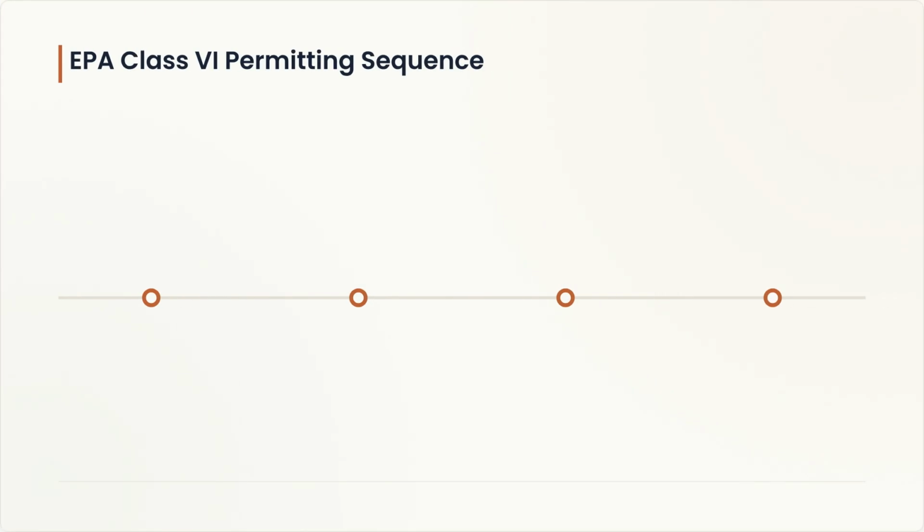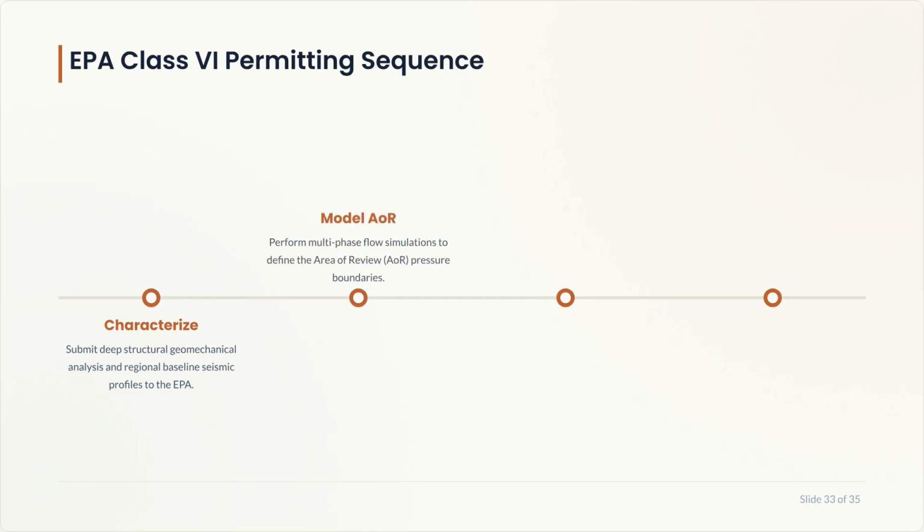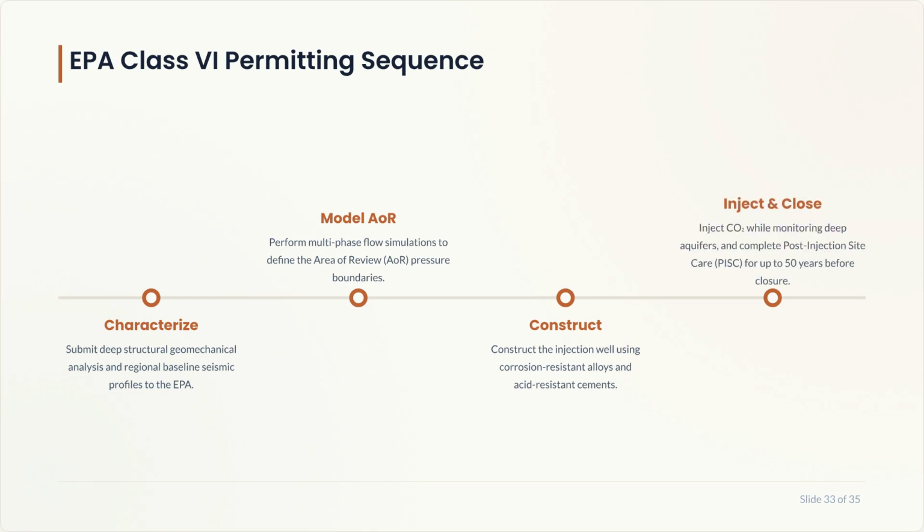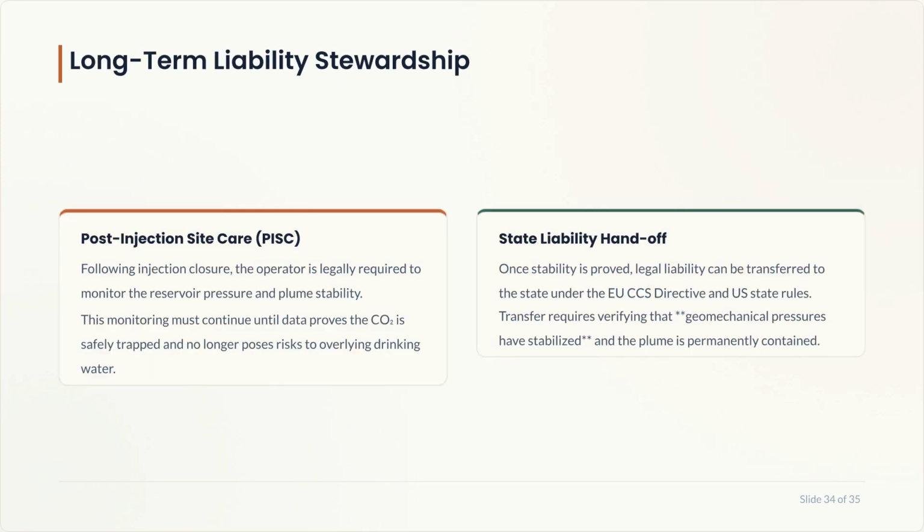compliance. The EPA Class 6 permitting sequence follows a rigorous path, characterizing the site through geomechanical profiles, modeling the area of review, constructing resilient injection wells, and finally managing long-term injection and site closure. Long-term liability stewardship includes post-injection site care, where operators verify pressure and plume stability. Only after proving that CO₂ is permanently contained can liability be transferred to the state.